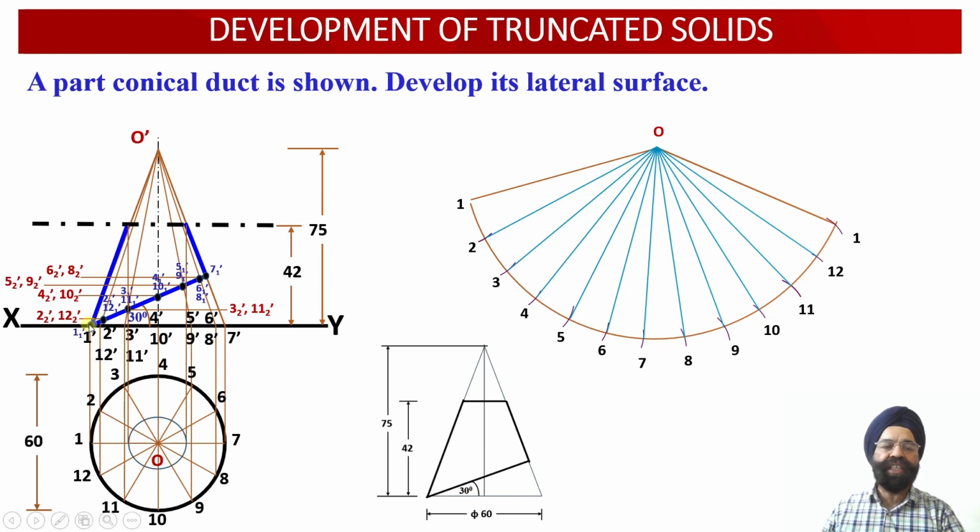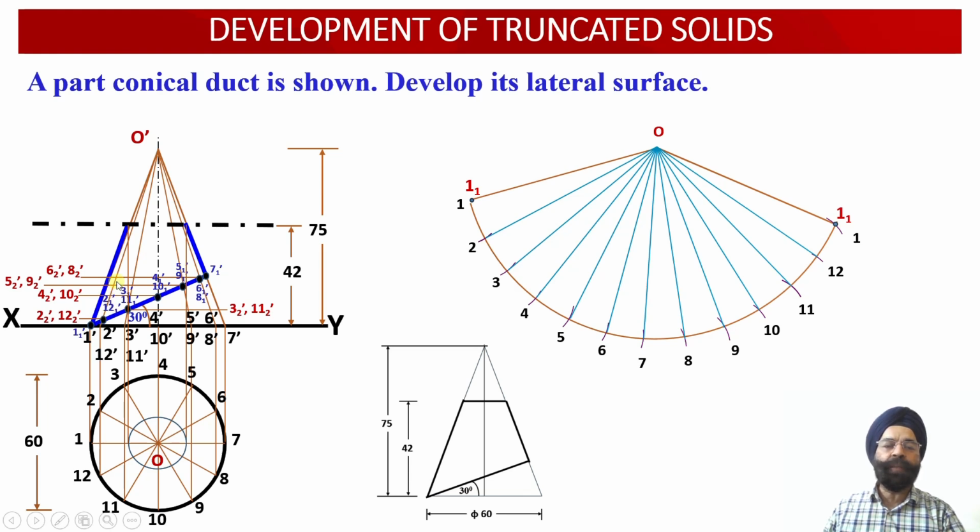So we know the distance of point 1 1 dash, which happens to lie onto the true length O dash 1 dash over here. So this point 1 1 dash and 1 will be coinciding with each other. So we have plotted 1 1 over here and 1 1 on the other side of the developed surface over here. Now the next 2 points happen to be 2 1 and 12 1.